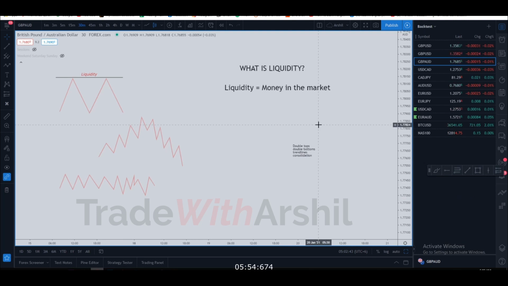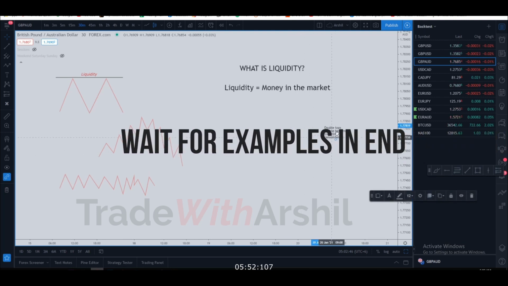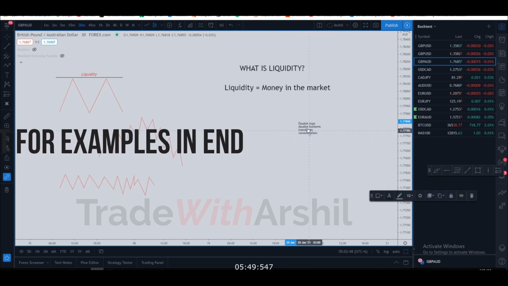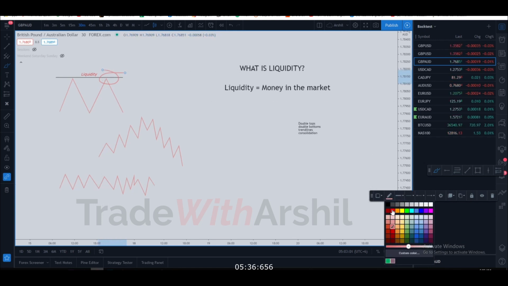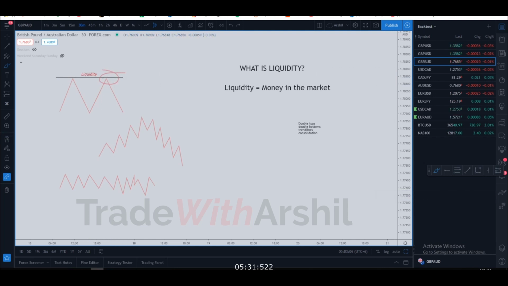Now let's start with double tops. Why are double tops liquidity? If you understand this one, you will understand most of it. The simple reason is there's stop loss down here, and there's money in the market. As a smart money trader, as I already told you, the first thing you have to learn when you're trading smart money is that you are the smart money. You have to believe in it.